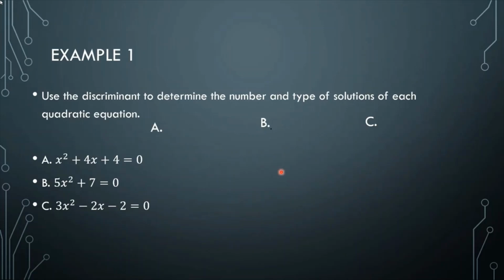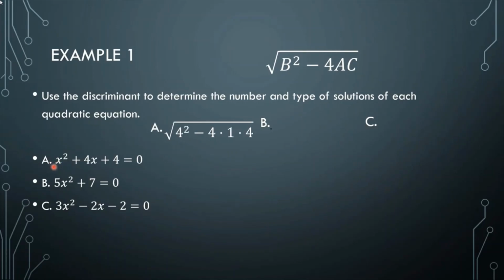Alright, so example number 1, what we're going to do here is we're going to go through each of these, and we're going to use the discriminant to determine the number and type of solutions of each quadratic equation. And at the same time, we're going to also figure out the number of x-intercepts that they have. So we're going to use the discriminant, which is b squared minus 4ac, and I'm going to put it underneath the radicals so that that'll give you a clue on what the type of solution is.